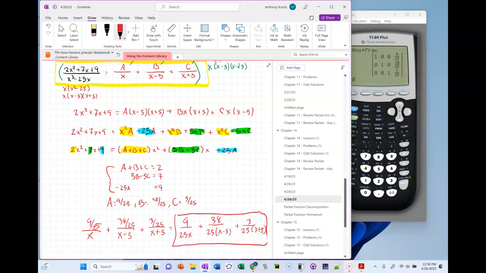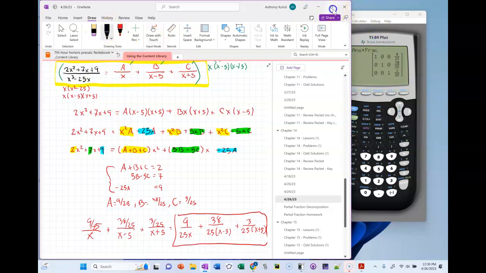What do you guys think? It's okay, so far so good? Okay.